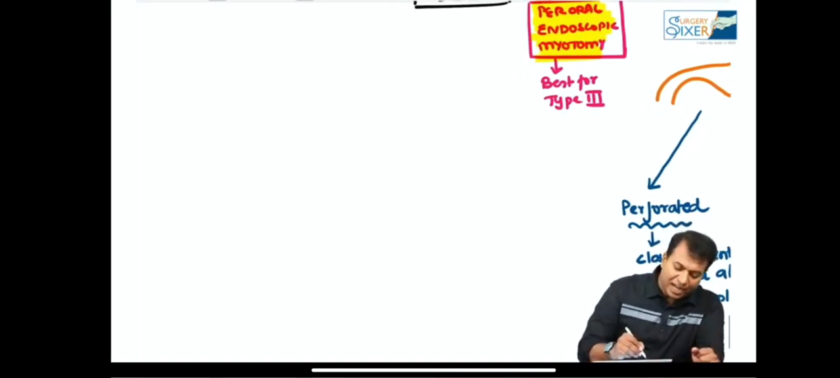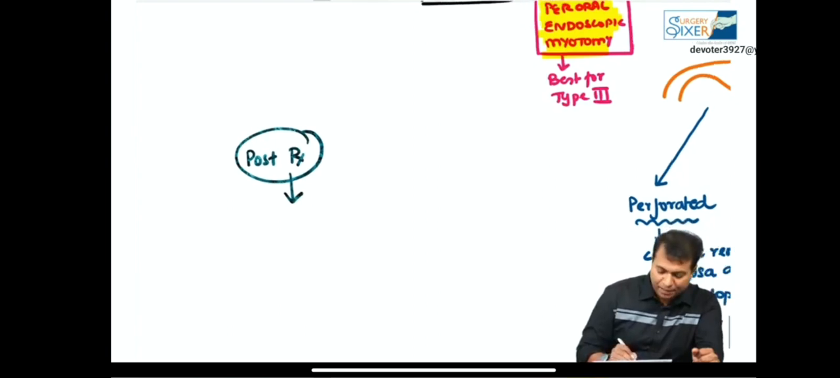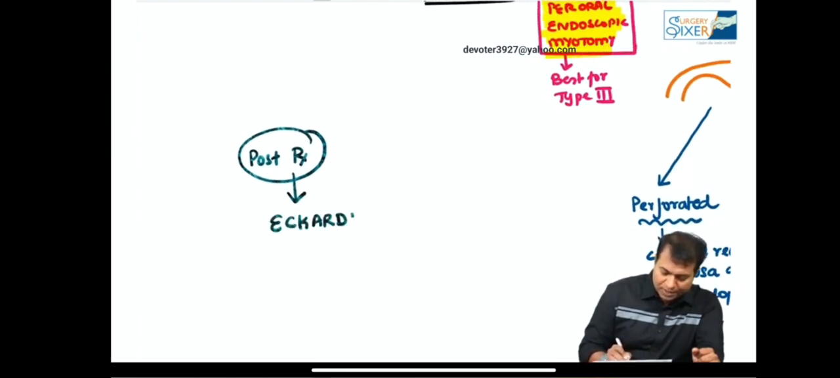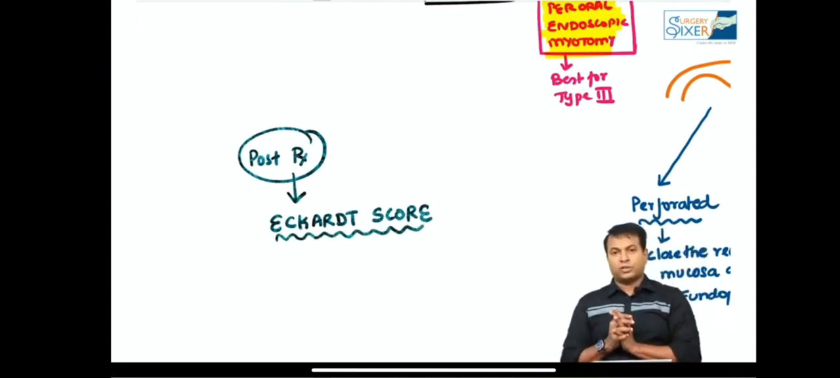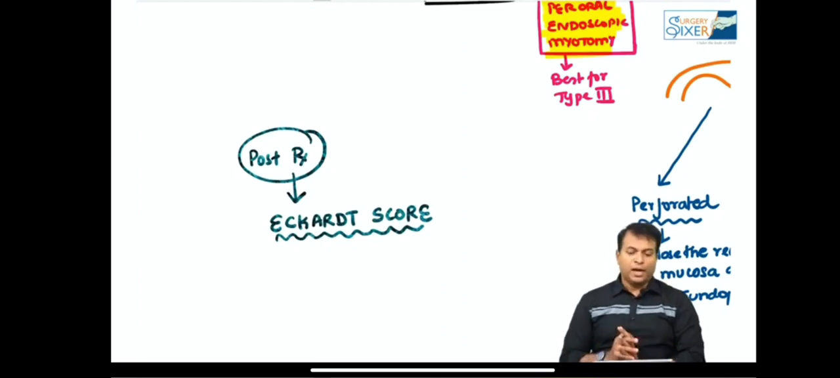And for those who want an extra edge in achalasia, please remember, after treatment of achalasia we have a scoring system. What scoring system is it? Eckardt score. The scoring system post-treatment is known as Eckardt score. So please remember the name alone. Based on the response, we will decide whether the treatment is successful or not. I hope you understood achalasia cardia.